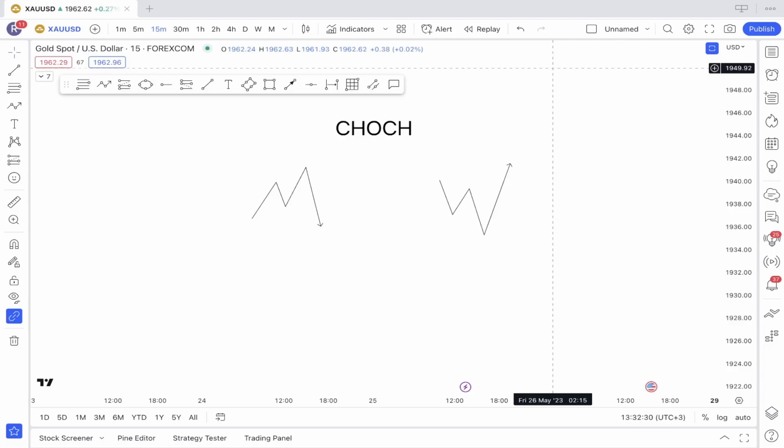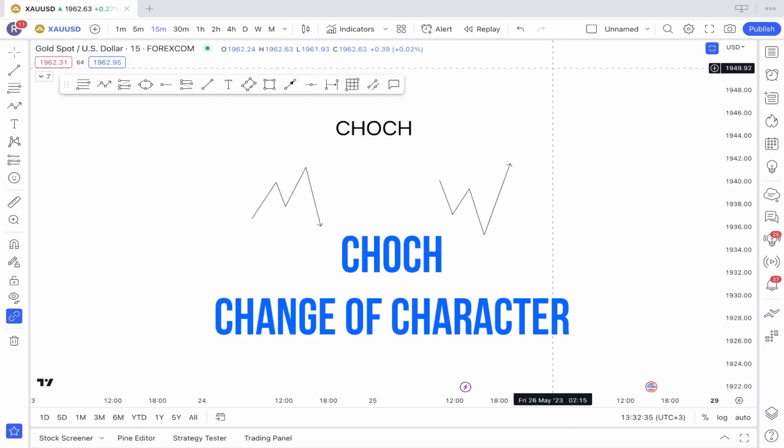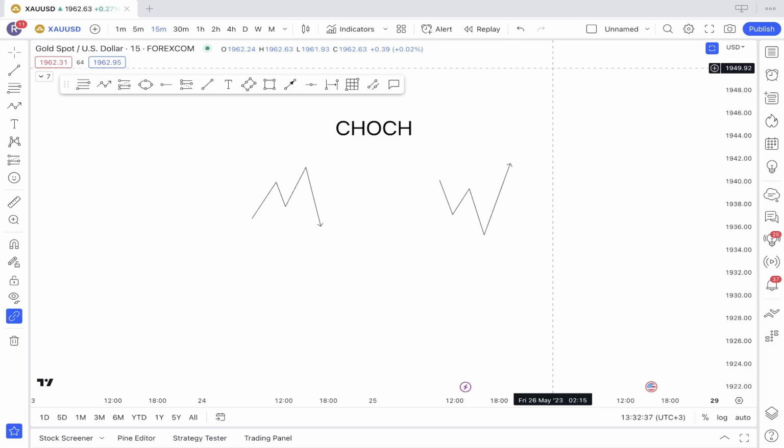Alright, so CHOCH, also known as change of character, is in my opinion a very important concept that I personally use on a daily basis, because this is the most important concept, I would say, that I use to send the SMC trades in my Telegram group.